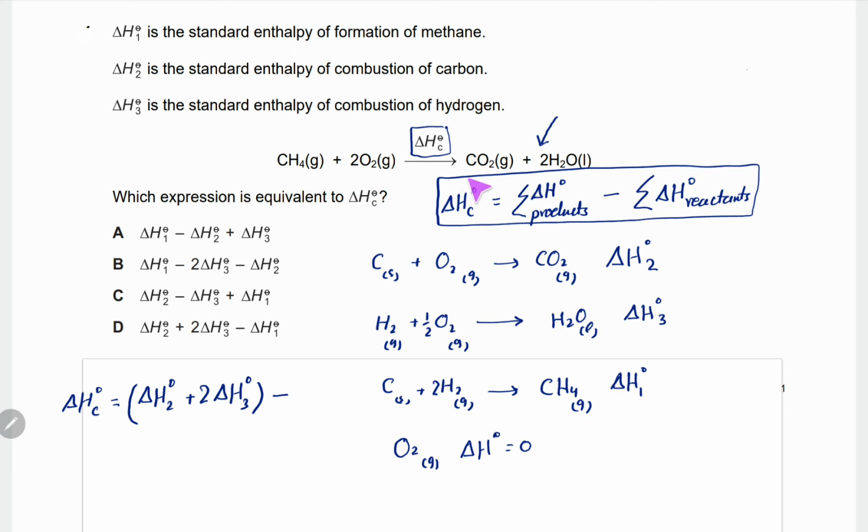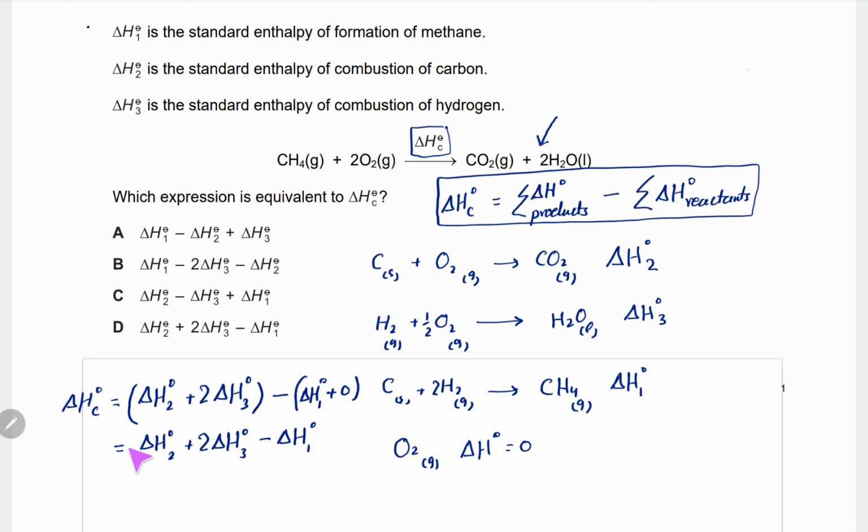the summation of enthalpy of reactants. In the reactants, we have methane, and methane's enthalpy is given as delta H naught 1, plus the enthalpy of oxygen, that is 0. Now, the final equation, if you want to choose, is delta H naught 2 plus 2 delta H naught 3 minus delta H naught 1.